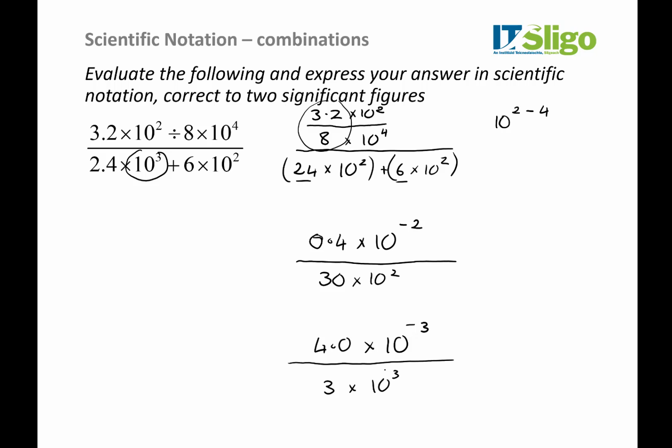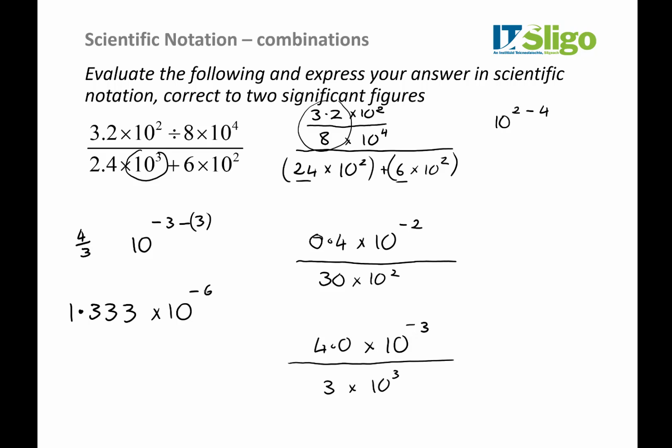And now, guys, we're in a division type problem. Numbers do what numbers do. We're going to have 4 divided by 3, which gives us 1.333, and then powers do what powers do. Be very careful. The top power minus the bottom power. And often put brackets around the bottom power, especially if there's a minus involved. This will give us 10 to the minus 6.